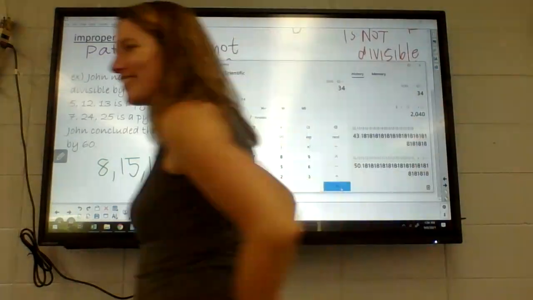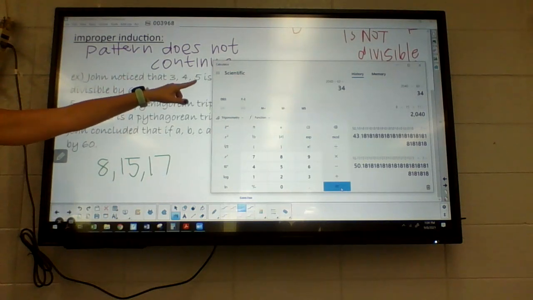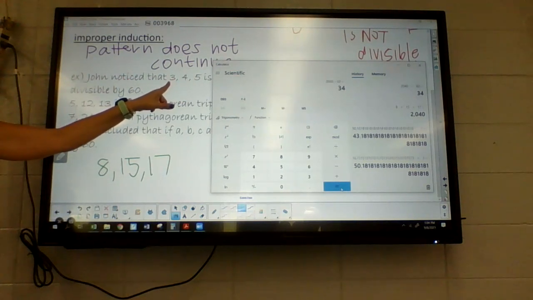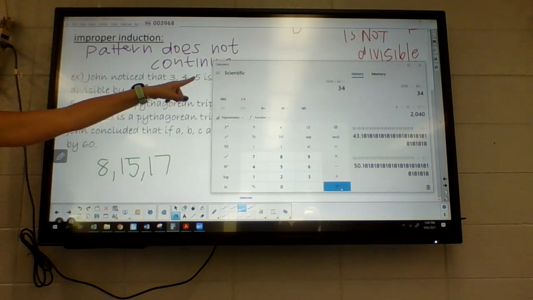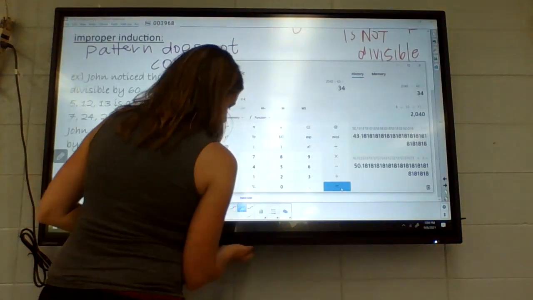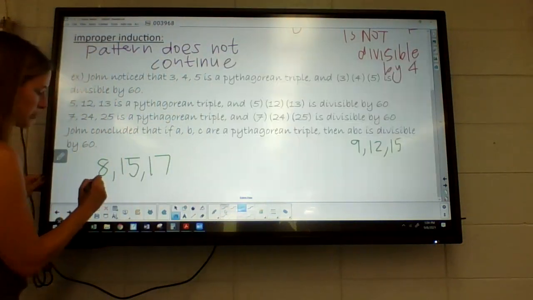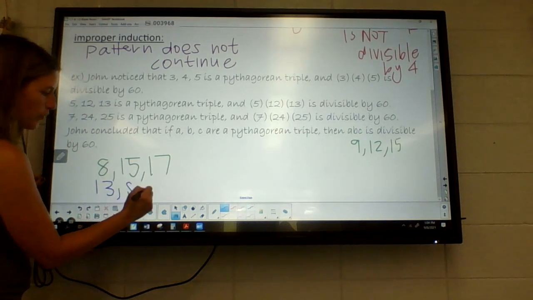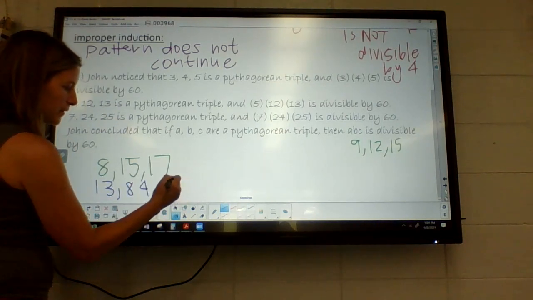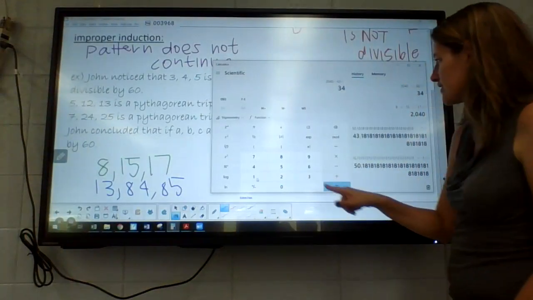What other Pythagorean triples? Maybe 9, 25, 16. No, that's another. The ones you're listing that I'm telling you no are all multiples of these. So you said 9, 12, 15. Anyone got one? 13, 84, 85. Ooh, that one sounds pretty good. 13, 84, 85. I'm hopeful. Anyone try it?